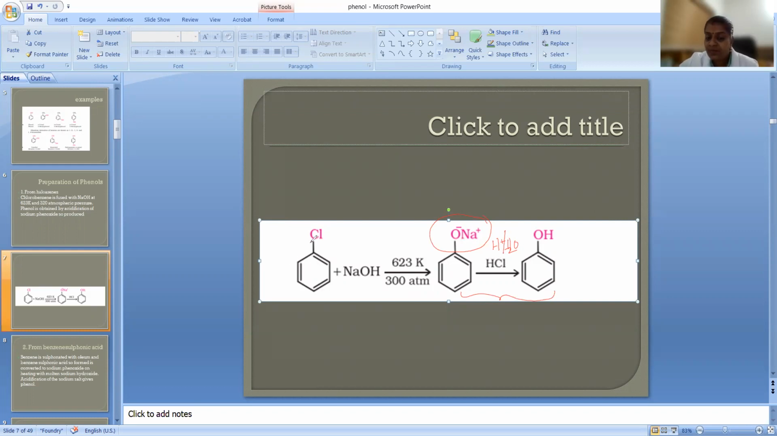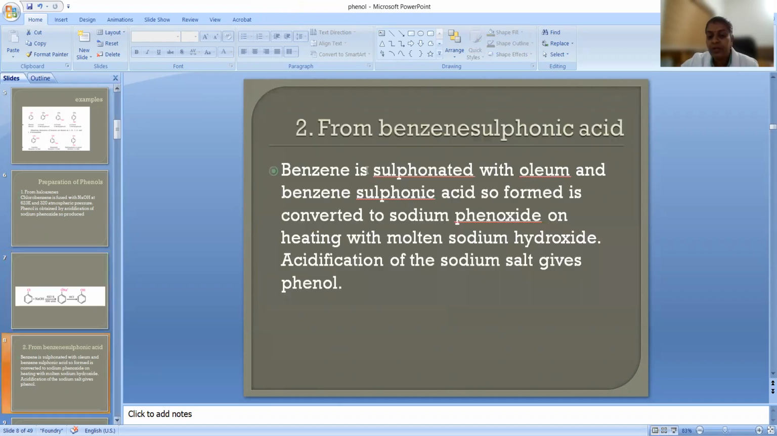So first we will convert the haloarene to sodium phenoxide, and then sodium phenoxide undergoes acid hydrolysis, and we will get the phenol. That is the first method, and this method is called nucleophilic substitution reaction of a haloarene. Now, the next method is from benzene sulfonic acid.